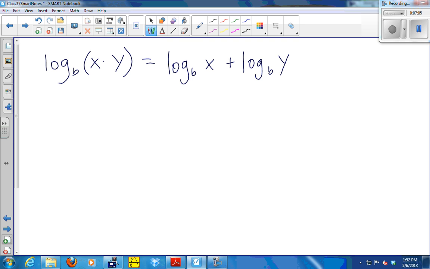Okay, but that's not what I'm doing. This is just a law, and I haven't explained why it's true yet. This is just one property of logarithms. If you're going to take the log of a product, you can take the log of each factor separately and add them.